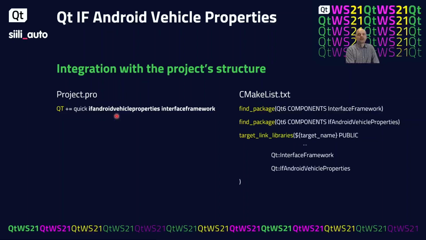And the CMake case is presented on the right side. So in the CMakeLists file, we need to find those two packages, InterfaceFramework and IfAndroidVehicleProperties, with the find_package function. And then add those two into the target_link_libraries section.